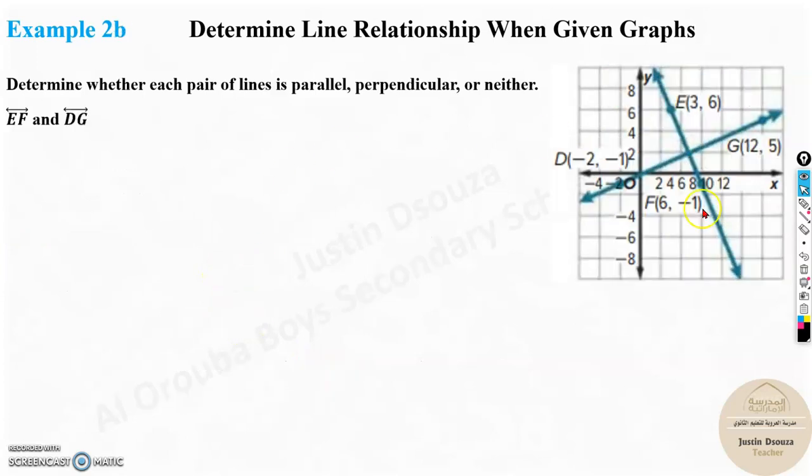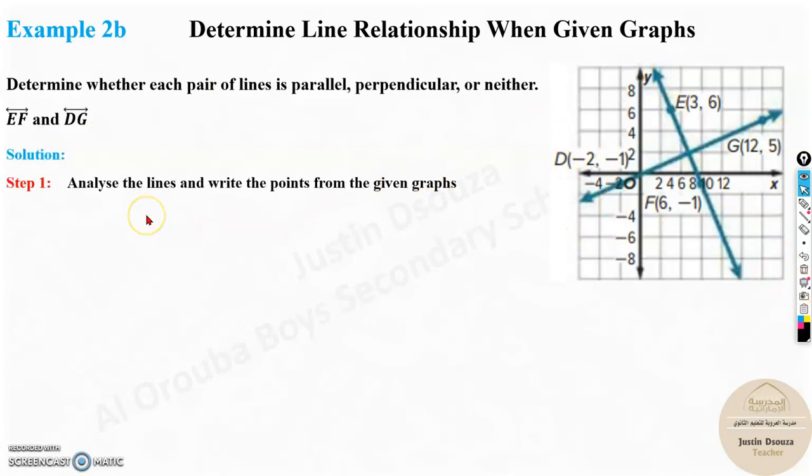So same way, let's do one more problem. Over here again, the graphs are given. The lines EF and DG. Same like what we have done before. What I would ask you now is please pause the video, try this by yourself, and then continue with the explanation together. I hope at least some of you have tried this problem.